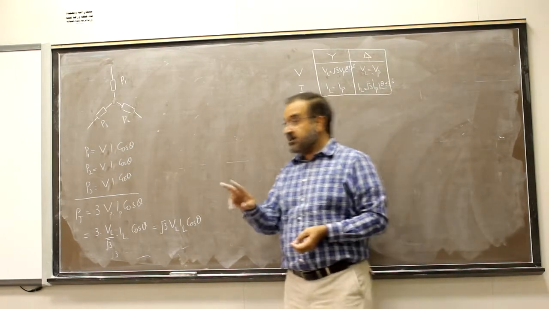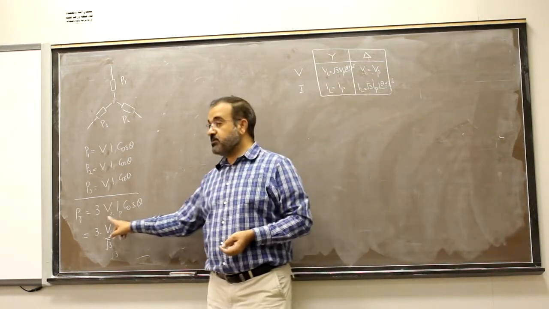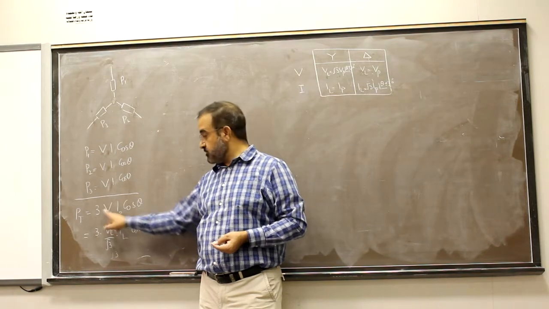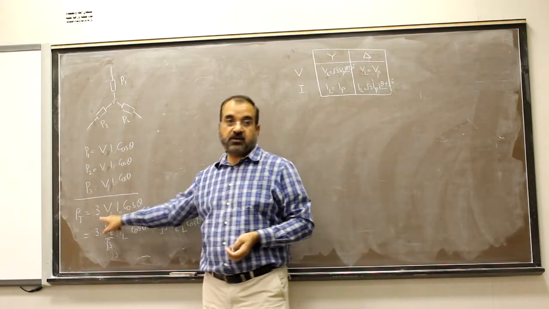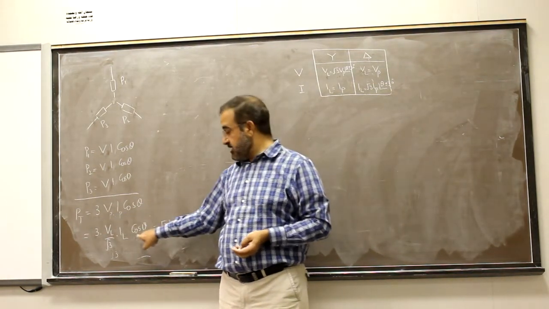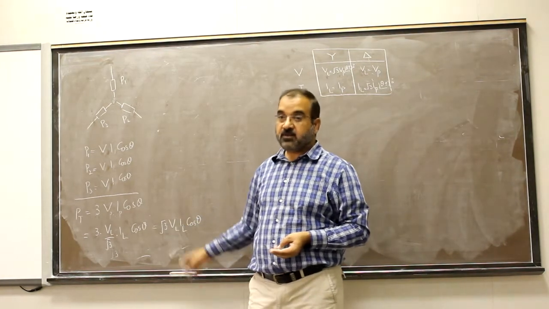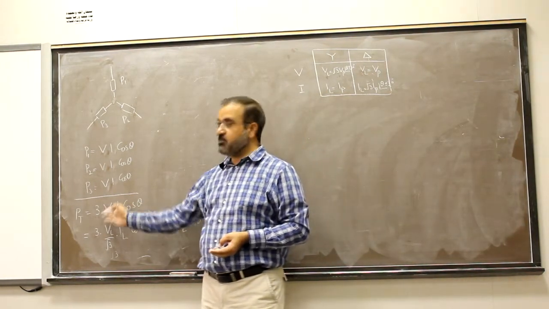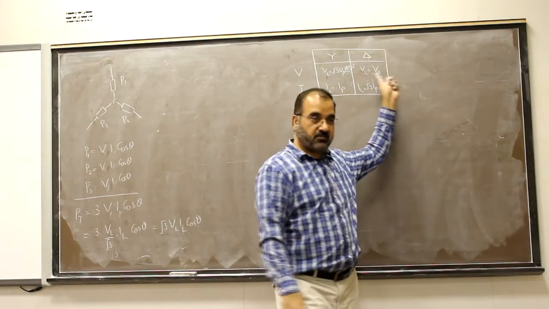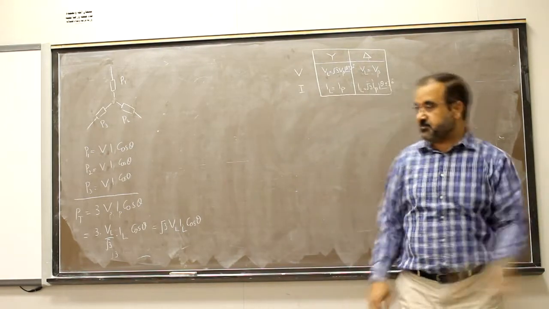Yes, so what is the conclusion? The conclusion is, if you are using the phase values, you should put 3 here. If you are using the line values, you should multiply by root 3. Where is it coming from? It is coming from the same equation, using this basic table.